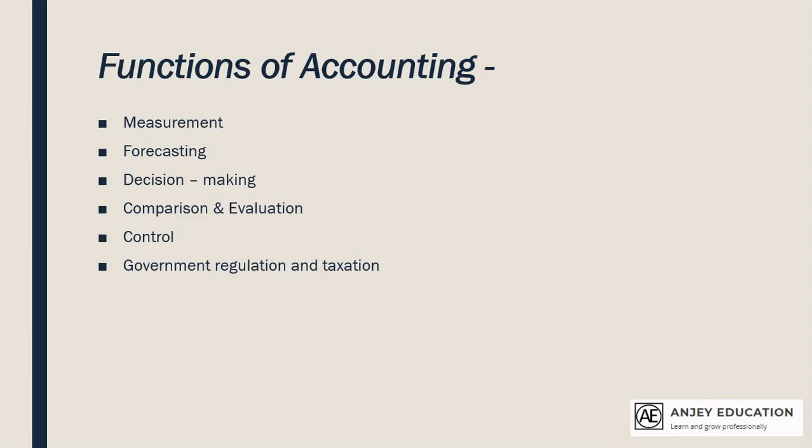Comparison and evaluation. Accounting helps in assessing the performance in relation to the targets, commonly known as budgets, and thus helps in predicting, comparing, and evaluating the financial results. Control. Accounting helps to identify weaknesses in the operational system and hence control such weaknesses. Government regulation and taxation. Accounting also provides relevant information to the government and thus helps in collecting tax revenues.